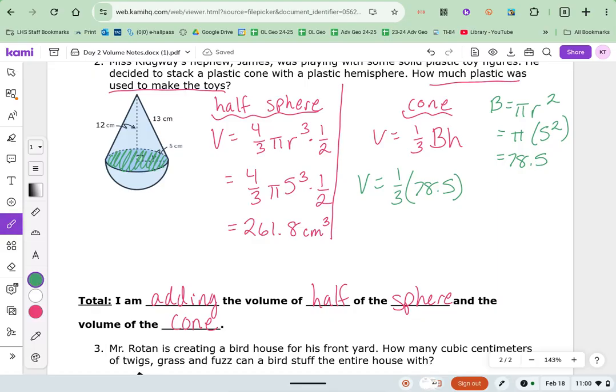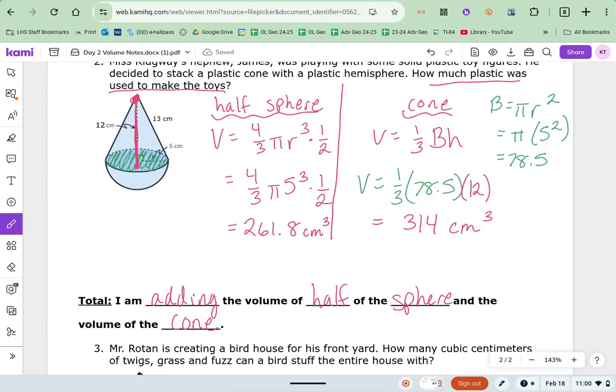And we want to be careful and pick the regular height, not the slant height. So regular height is from the vertex dropping down to the center of the circle base. So this is going to be times 12 for our height. 13 would be the slant height in that picture. So in my calculator, I'm going to do 1/3 times 78.5 times 12, and get 314 centimeters cubed.